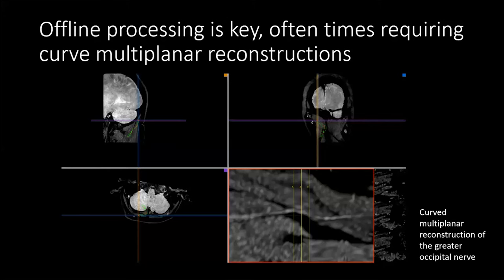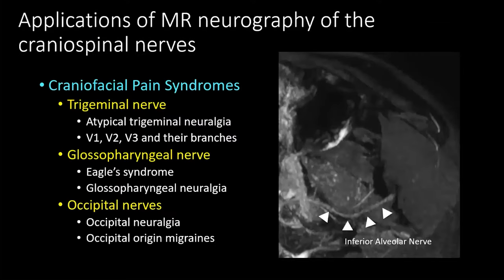So it's helpful to be able to look at the region you think is thickened next to a more normal appearing region, right? It's almost like a control, right? You want to compare the region of stenosis or enlargement for a nerve with a more normal region. So the big application of MR neurography of the skull base is basically for craniofacial pain syndrome.